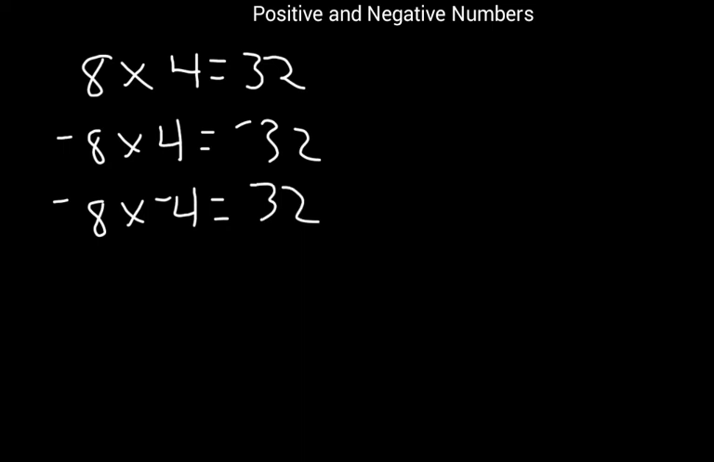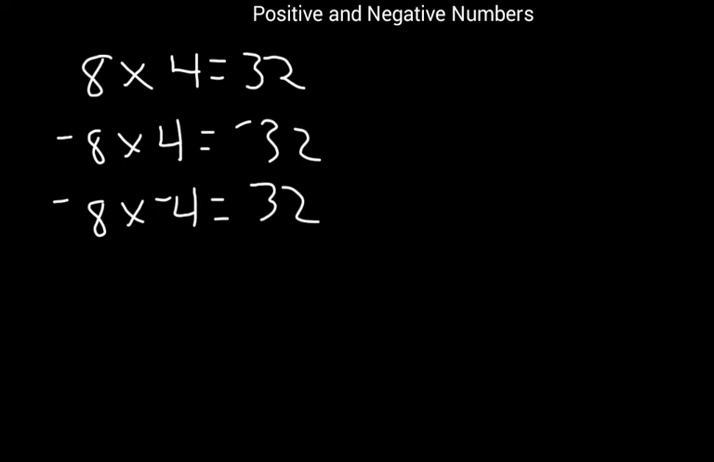Which leads to the rule that if the signs are the same, the answer is positive, and if the signs are different, the answer is negative. So same signs we have here, positive and positive gives a positive answer. A negative times a positive, there's different signs, gives a negative answer. And again, same signs, two negatives makes a positive. Keep in mind this is only for multiplication. It also works for division. That is not the rule for addition and subtraction, but it works for multiplication and division.